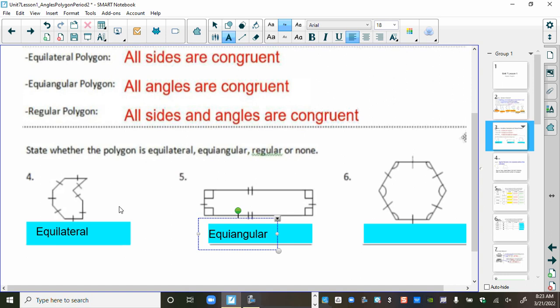Here, only the sides were congruent because we can tell the angles aren't congruent for all these. Because this angle right there was way different than that one. And then this one's different from all the others.